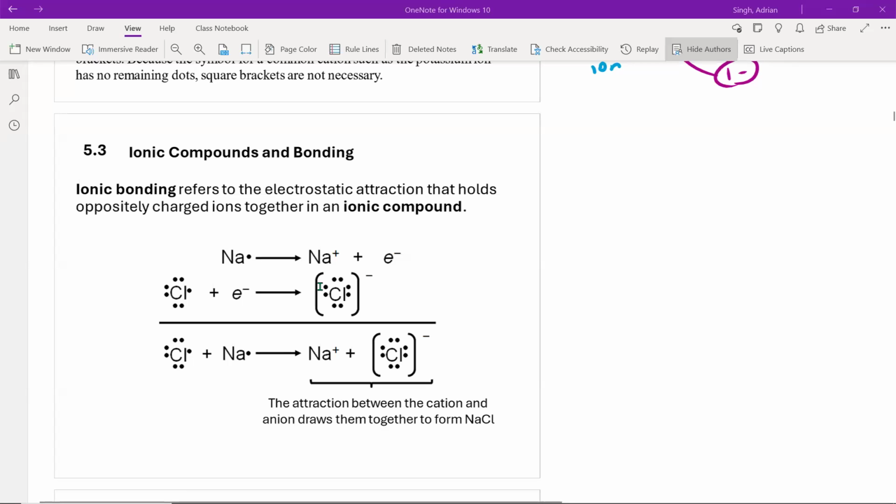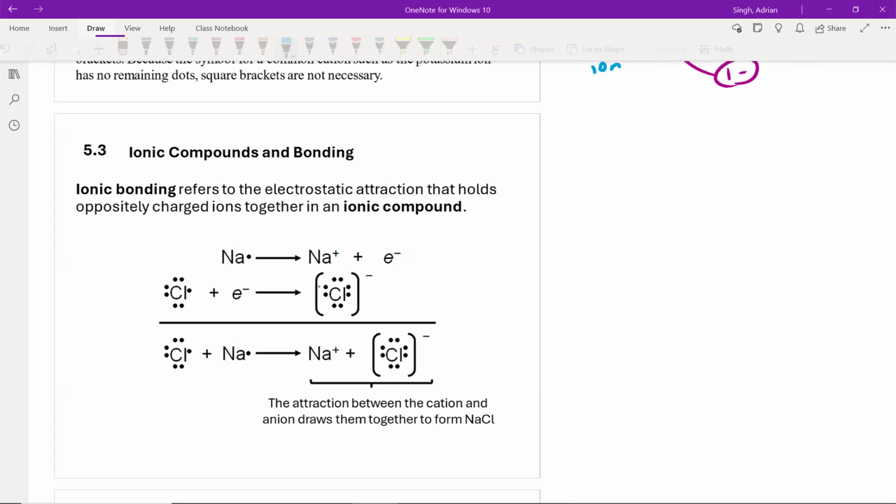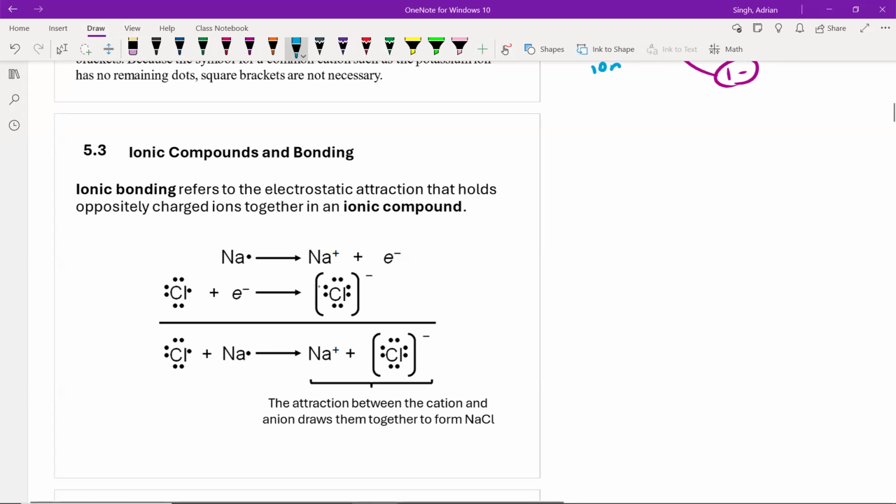Okay, so now that we've introduced some basics, we're going to take a look at how ionic compounds form and then also what ionic bonding is and how it happens in the first place. Now, the one thing that you want to keep in mind when it comes to any type of bonding, whether it's ionic or whether it's covalent, is the reason for it.